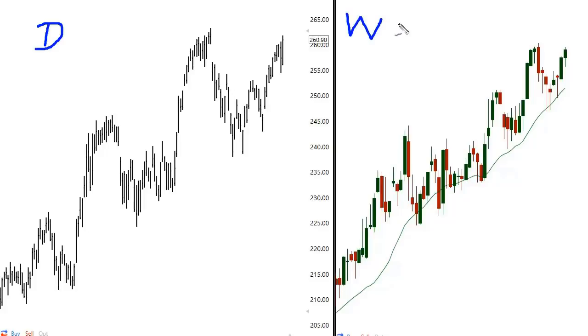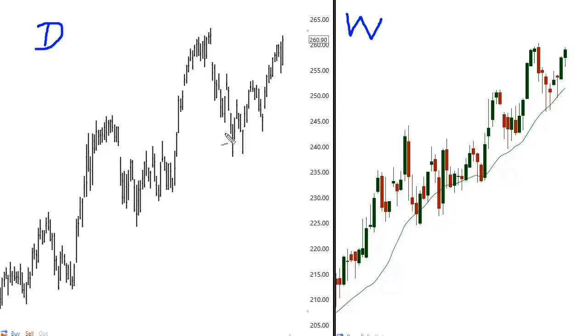Now, a bit of a caveat: if you're trading, say, a 5-minute chart, then you might want to look at the 15-minute chart as the higher time frame. If you're trading the hourly chart, you might want to use the daily chart for the higher time frame. In my example, I love trading the daily charts, so we have the daily chart to the left and the weekly chart to the right. Make sense? So let's have a look at this here.